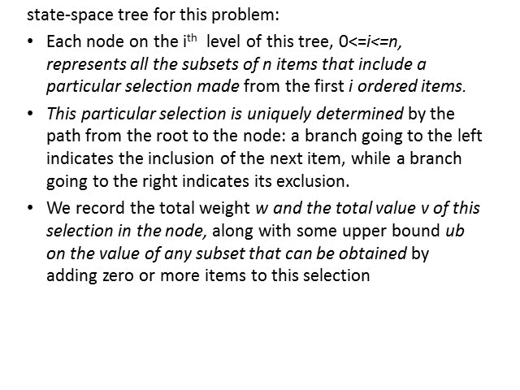A branch going to the left indicates the inclusion of the next item, while a branch going to the right indicates its exclusion. That is, include on the left side and exclude on the right side, that is with the item, without the item. Then we record the total weight w and the total value v of this selection in the node, along with some upper bound ub on the value of any subset that can be obtained by adding 0 or more items to this selection.